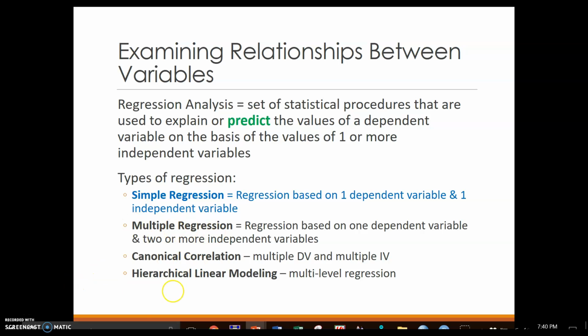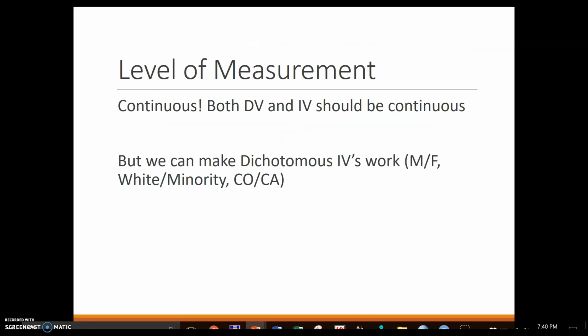There are lots of types of regression. There is simple regression, which is what we're focusing on in this class. Multiple regression takes us further and adds in predictors. We'll learn that in intermediate stat, and I'll introduce you to canonical correlation in intermediate stat as well. And HLM is its own course if you're really interested in multi-level modeling.